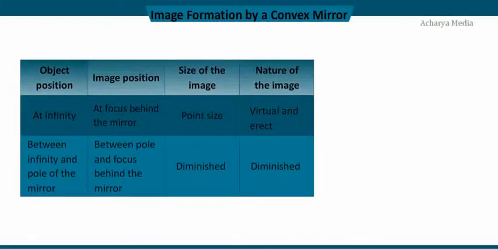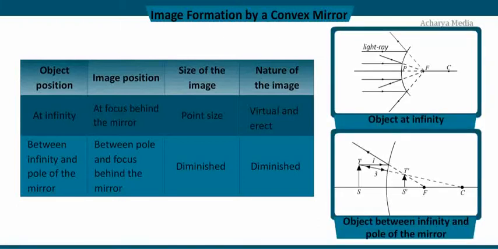A convex mirror always forms a virtual, erect and diminished image irrespective of the position of the object. The given table details the nature, size and position of the image for two different positions of the object. Let's look at the uses of convex mirrors.